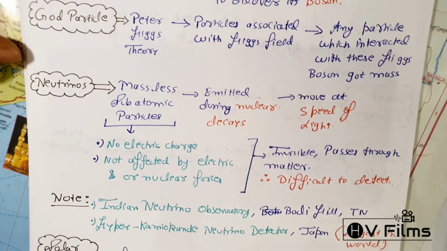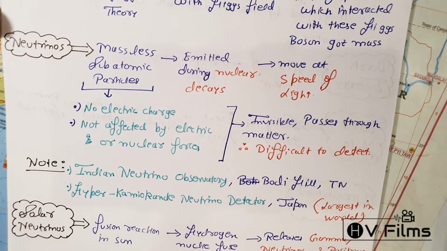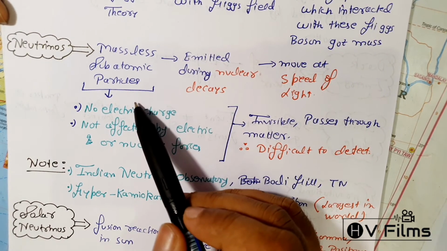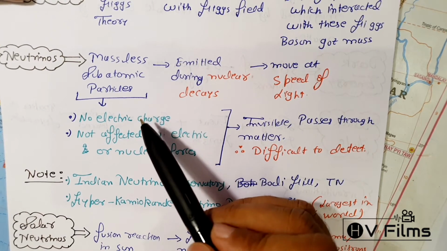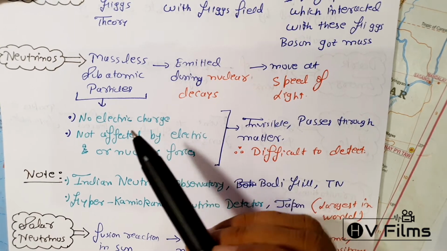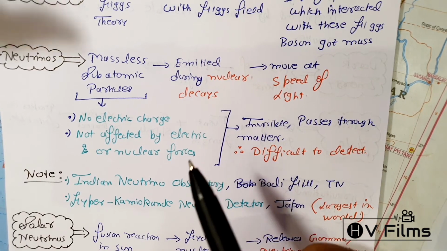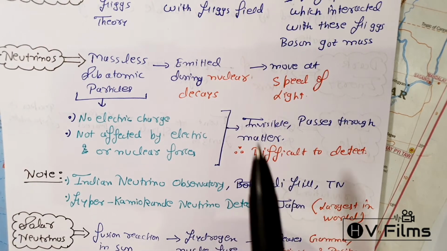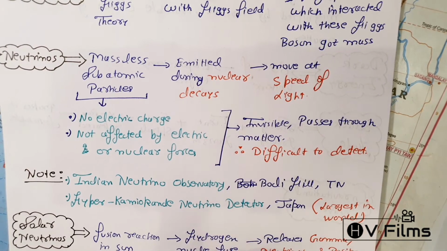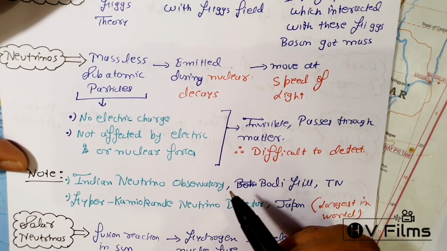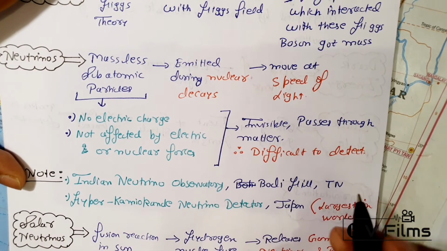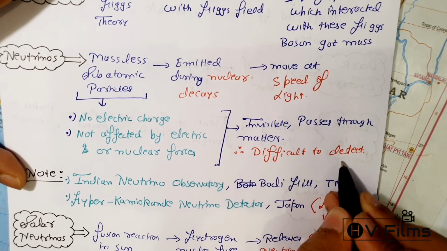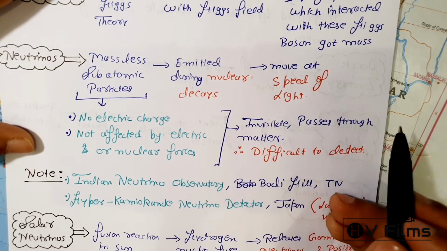Now next we need to know about the neutrinos. When we say neutrino, these are generally massless subatomic particles. They are generally emitted when any nuclear substance decays. More importantly, neutrinos have no electric charge and they are not even affected by the electric or the nuclear force, and because of that they are invisible, they can pass through any matter, and that is the reason why it is very difficult to detect them as they travel at the speed of light. So this is about the neutrinos.